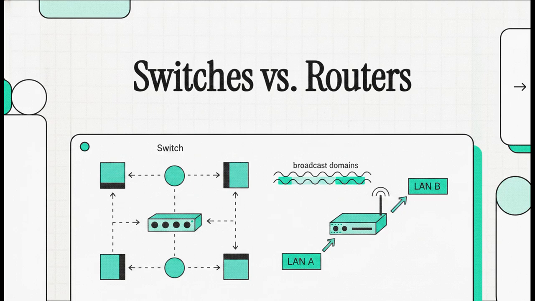Welcome to this explainer. Today, we're diving right into the hidden plumbing of the internet. If you've ever wondered how billions, literally billions of devices manage to talk to each other without the entire global network just completely melting down, well, it all comes down to the architecture of network traffic. Specifically, we're looking at network switches and routers.